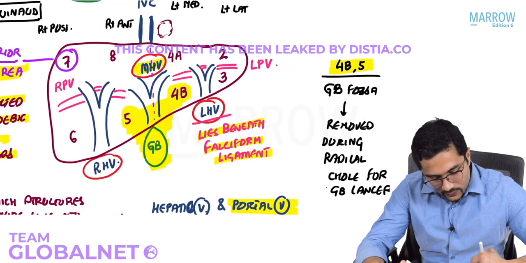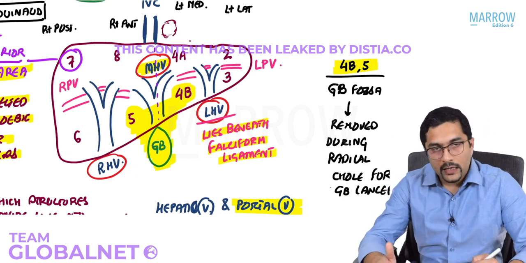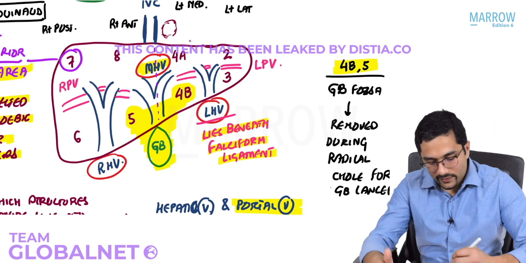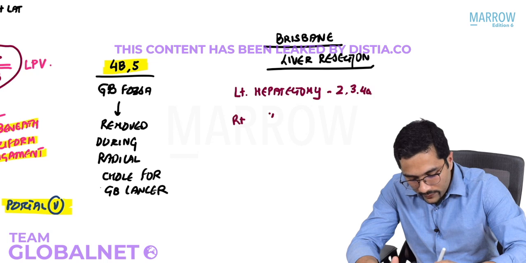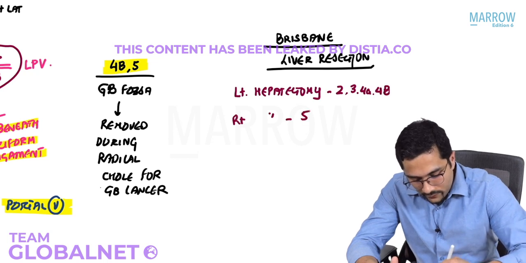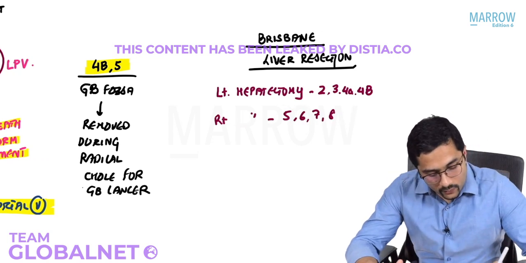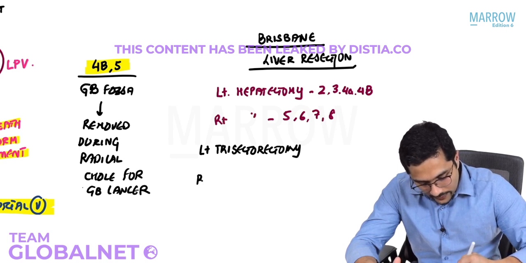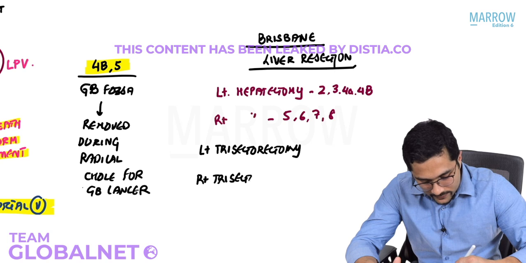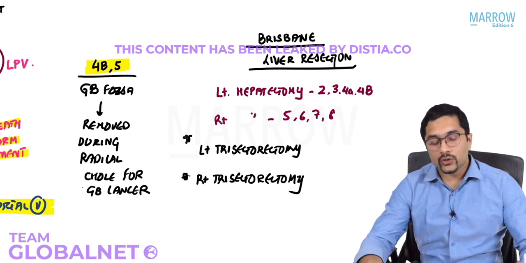Okay. So if we look here, left hepatectomy, you can see here, left side is 2, 3, 4A, 4B and right side is 5, 6, 7, 8. It is very evident from the image. So left hepatectomy will be 2, 3, 4A and 4B, and right would be 5, 6, 7, 8. Now, what about left trisectorectomy and right trisectorectomy? These are the new terminologies in the Brisbane classification which you should know about.